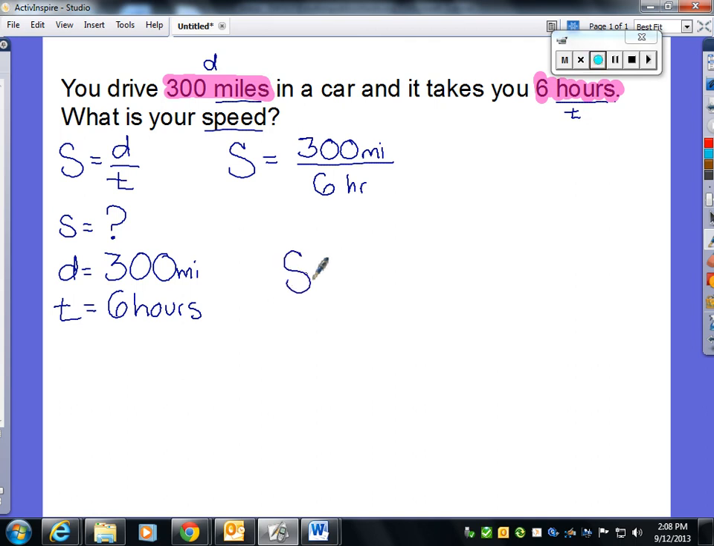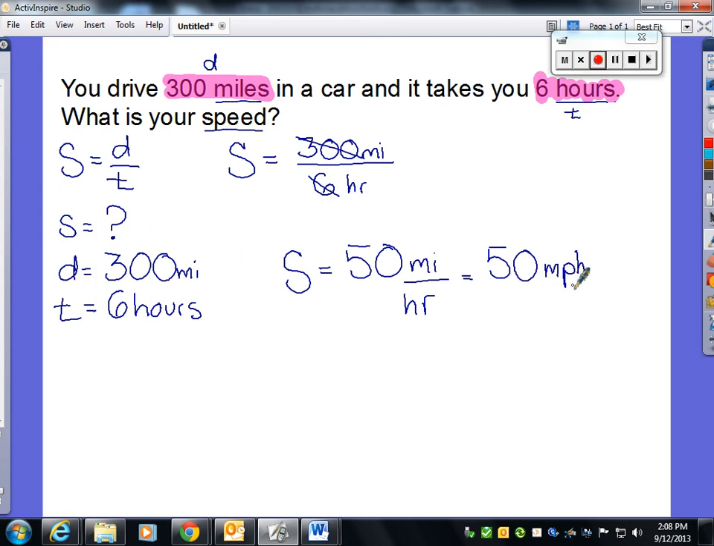This is a pretty straightforward solution. 300 divided by 6, you always want to cancel off what it is that you know. 300 divided by 6, we're going to be at 50. None of the units will cancel with each other, so it's going to be miles per hour. That's an acceptable way of writing it. We're more familiar with this version, which is 50 miles per hour.